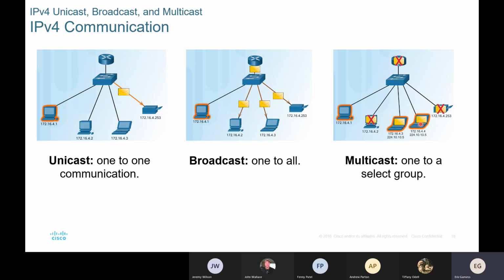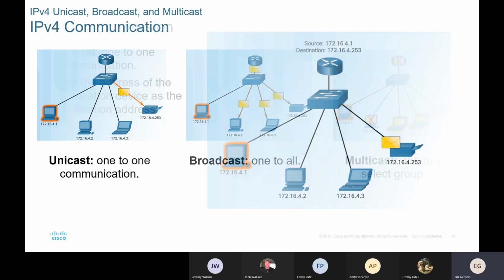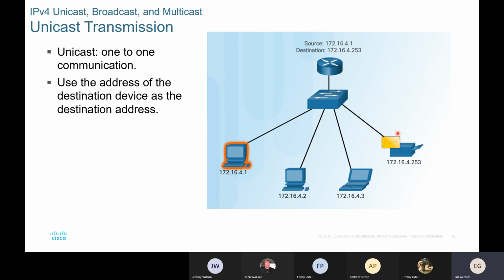So we use special IP addresses to subscribe to a group. So those IP addresses that you see here, 224.10.10.5 in these two computers, show that they did subscribe to a common multicast group, which means that when there is a source that sends a packet to this multicast group, they both want a copy. Each one wants a copy of this packet. I have some slides that explain each case in a little more detail.